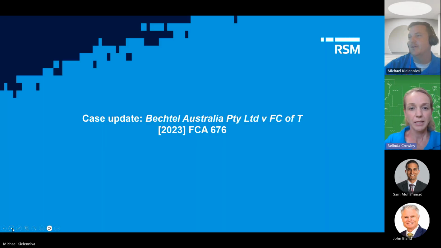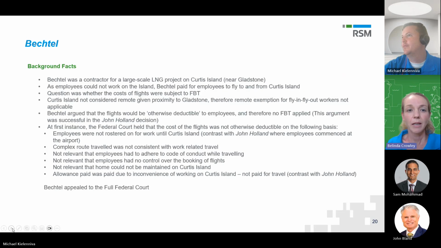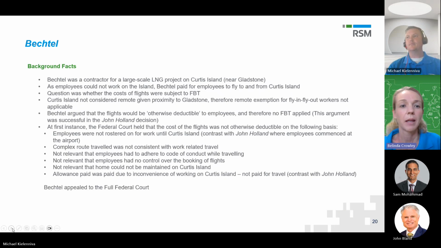On to the Bechtel decision. So the Bechtel decision was handed down in April, although we didn't cover it in our last update, so we'll run through it here.